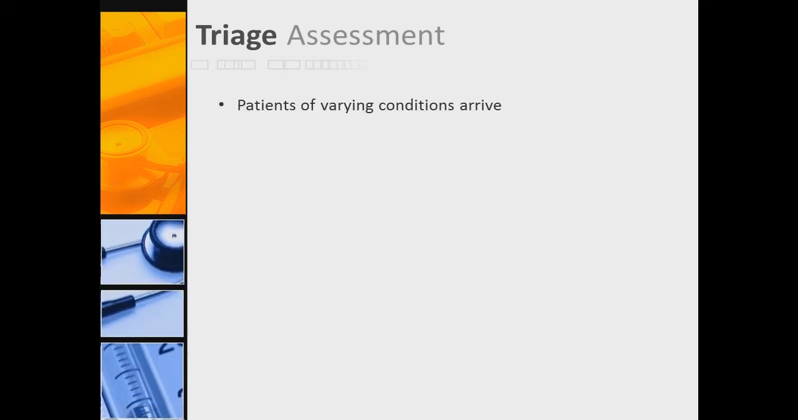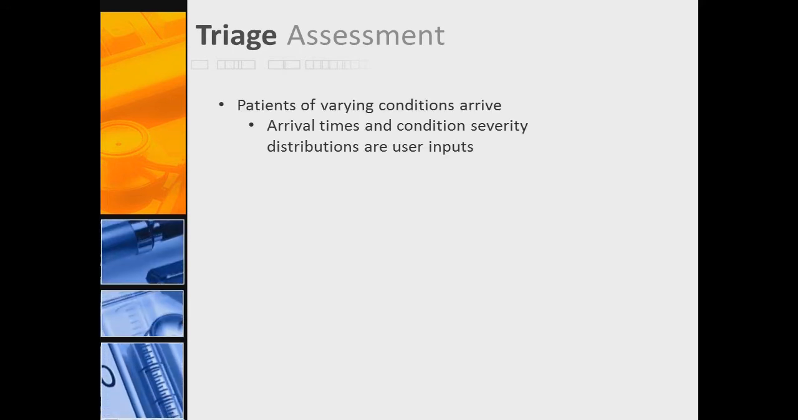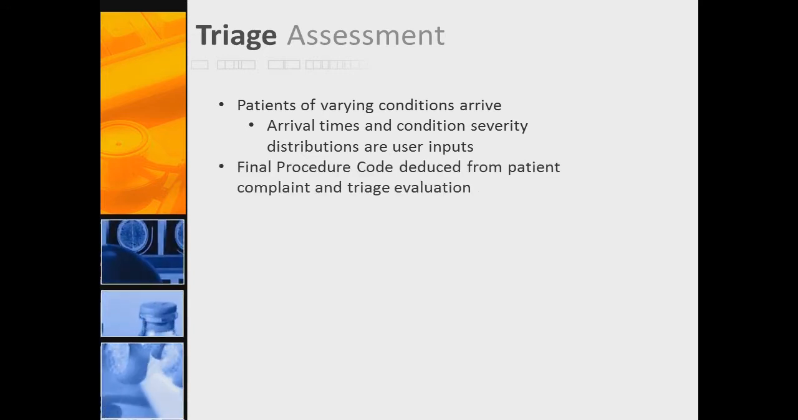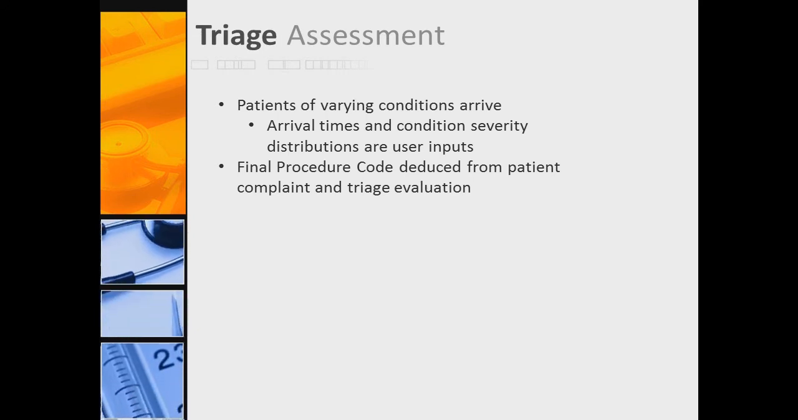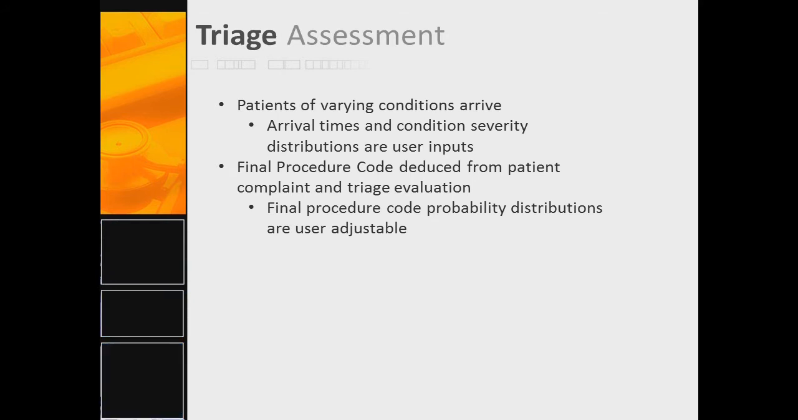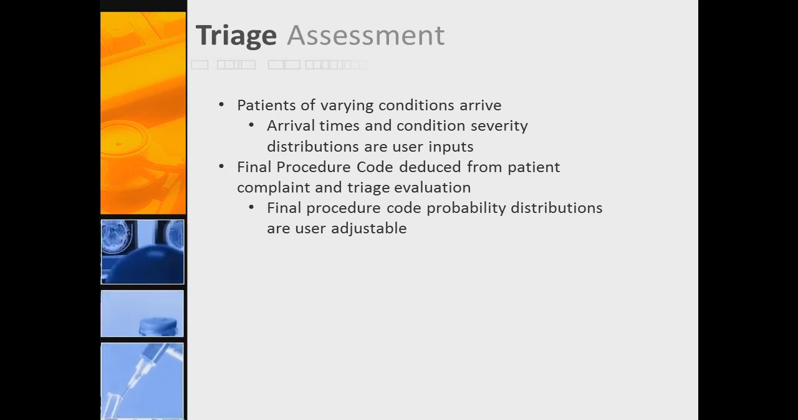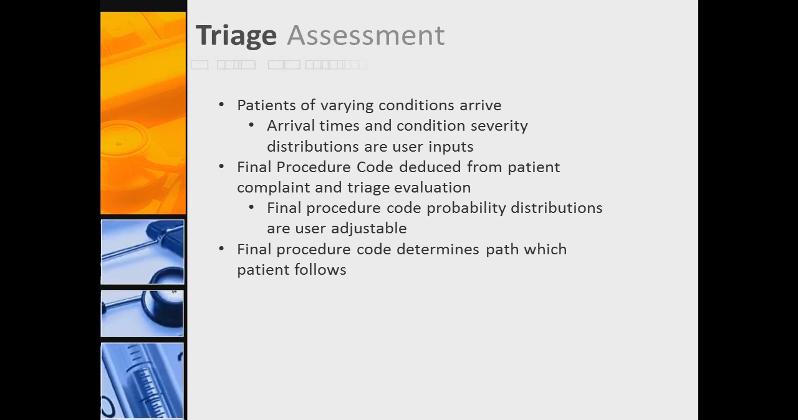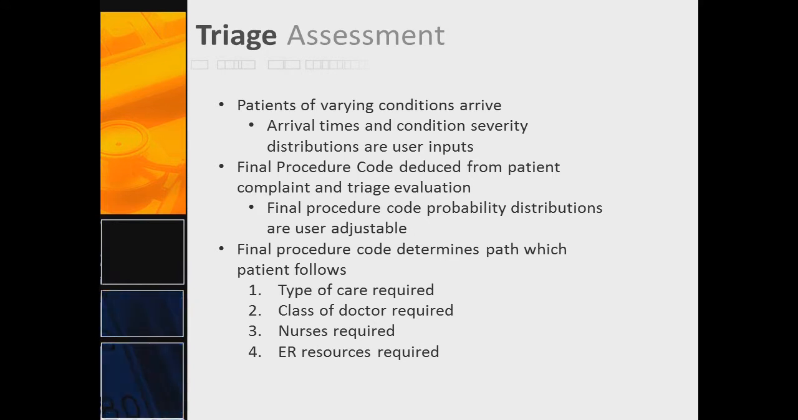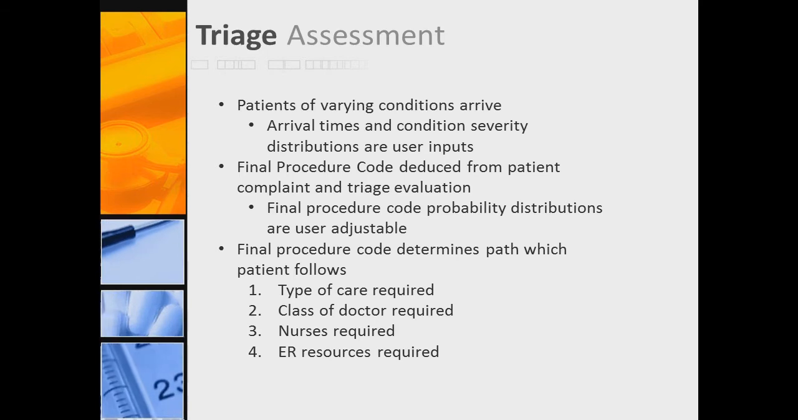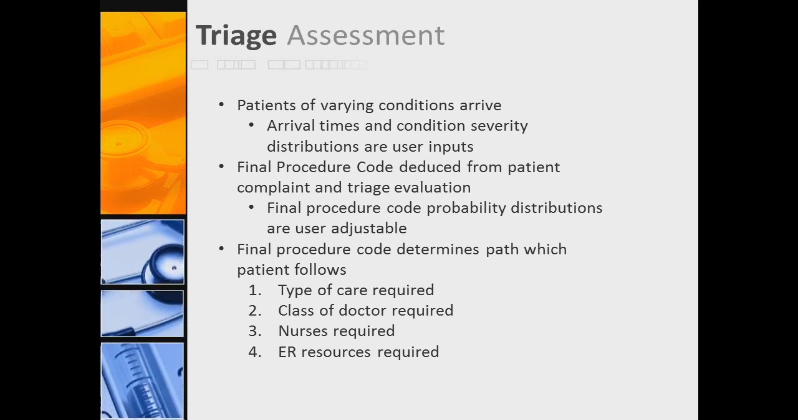Let's go into a little bit more detail about the triage assessment. Patients of varying conditions arrive at the ER. Arrival times and condition severity distributions are user inputs. A final code is deduced from the patient's complaint and the triage's evaluation. This final procedure code is also user adjustable. The final procedure code determines the path which the patient follows throughout the ER. It determines the type of care required, the class of doctor required, the nurses required, and the ER resources required.